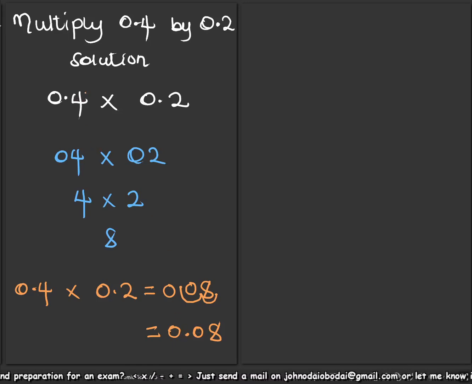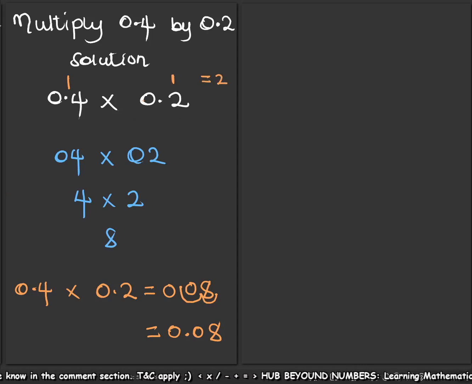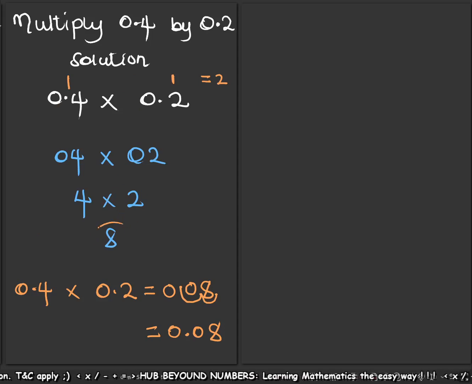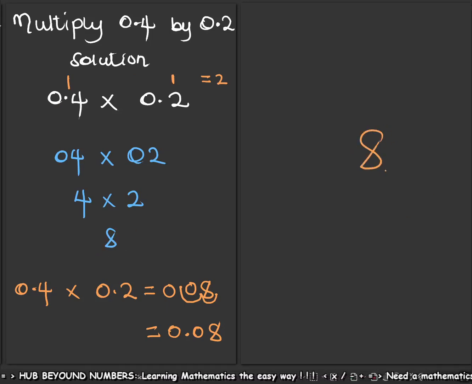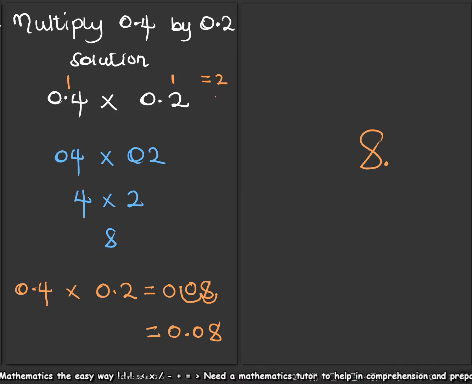I'm taking the movement once again. We want to multiply 0.4 by what? 0.2. Now this here has what? One number at the decimal place. And we also have 1 over here. If we add that together, it becomes 2. So after our normal multiplication without the decimals, we got what? 8. The 8 we have gotten has a decimal in front of it because it's a whole number. We are going to move that decimal to the left 2 times.